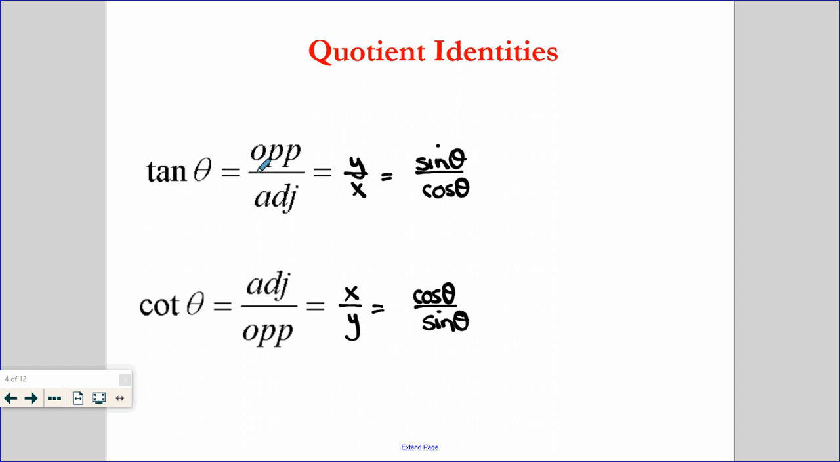Quotient identities: tangent theta is equal to the opposite over adjacent. If you think back to chapter 4 when we were talking in terms of our y value divided by our x value, we also made a connection that sine theta represented the y coordinate, cosine theta represented the x coordinate. So we can get tangent theta equal to sine theta over cosine theta. Cotangent theta is equal to x over y, or cosine over sine. Again, that comes from our knowledge in chapter 4.